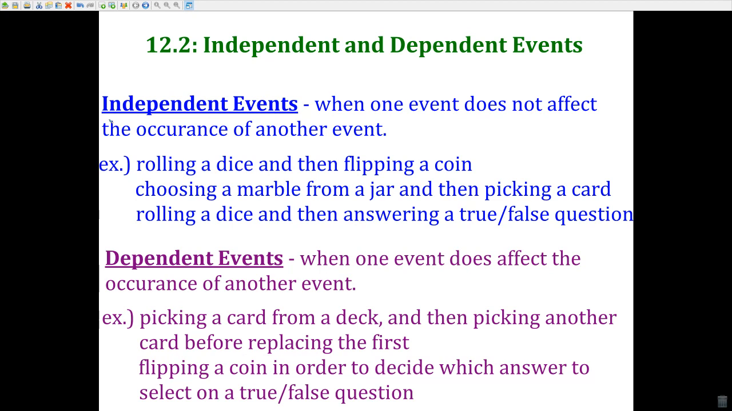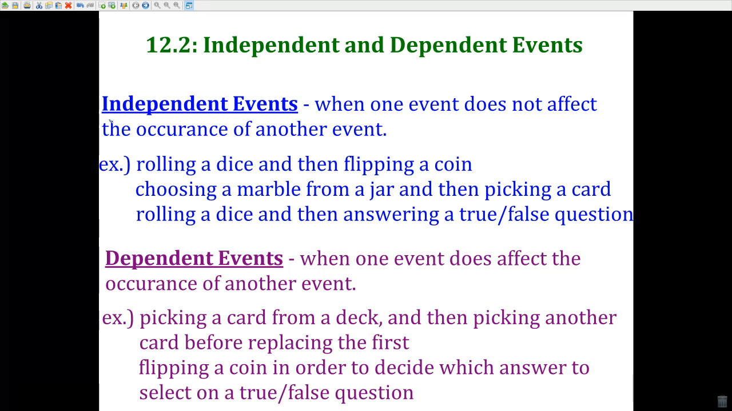Choosing a marble from a jar and then picking a card. Rolling a dice and then answering a true-false question. Okay, those are all independent events. They don't really affect each other. Dependent events are when one event does affect the occurrence of another event.